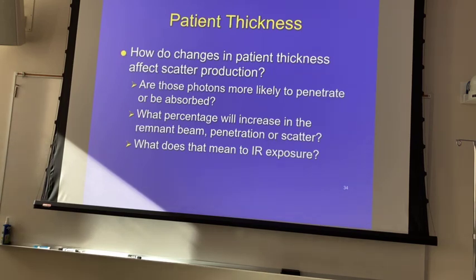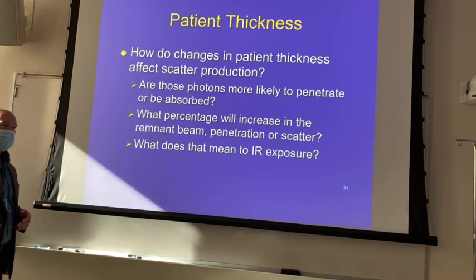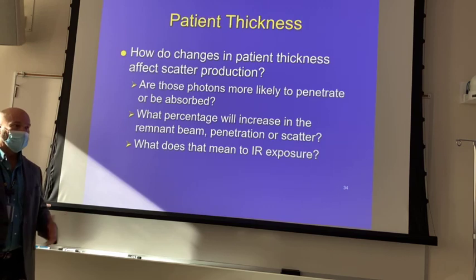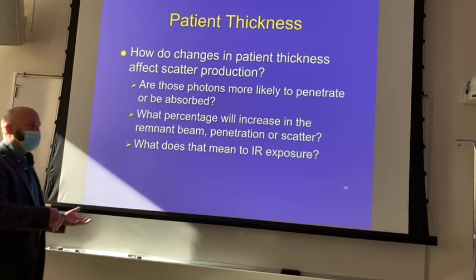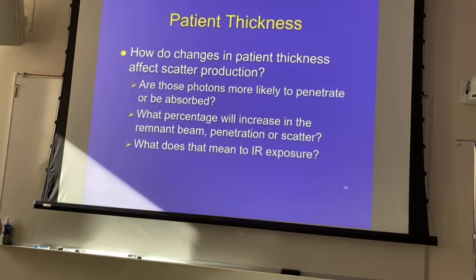All right, so changes in patient thickness affect scatter production. Those photons, if we have an increase in thickness, we just talked about that, they're more likely to be absorbed inside of the patient. What does come through the patient is more likely to be scattered, and that's why we say that with an increase in patient thickness, we get an increase in scatter production. It's not that all those are going to come through the patient, but what is going to come through the patient is primarily going to be scatter radiation.